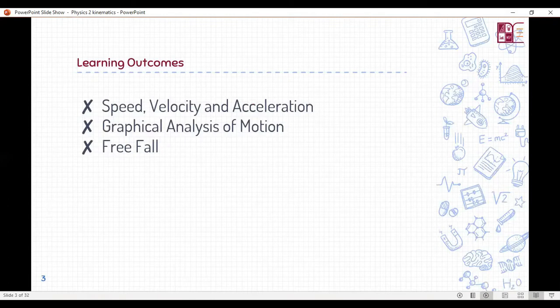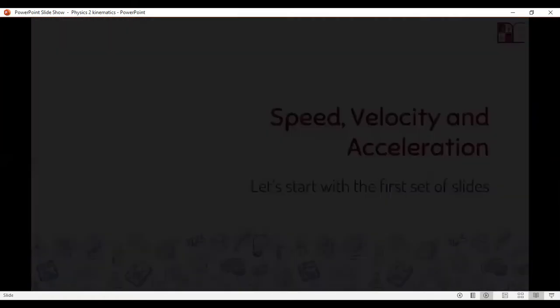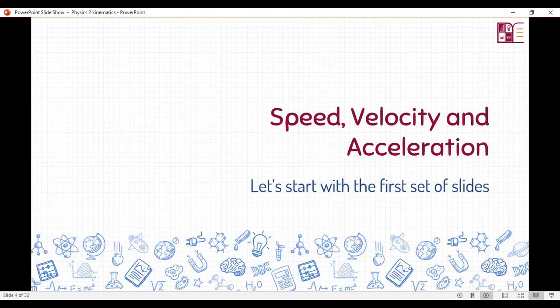Now, the learning outcomes for this chapter would be speed, velocity, and acceleration. We're going to look at the different graphical analysis of motion, and then we're going to move on to free fall and terminal velocity. Now, speed, velocity, and acceleration.